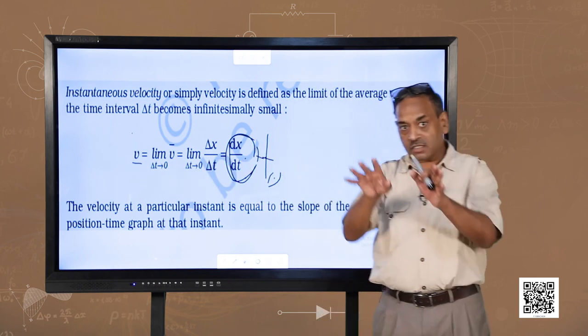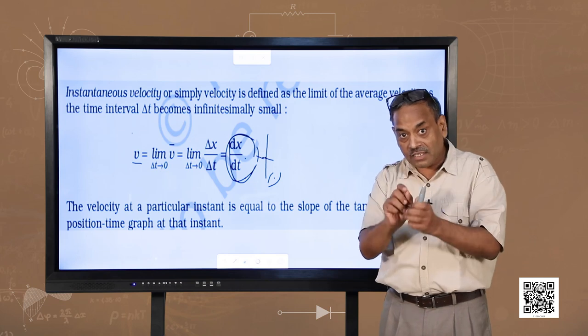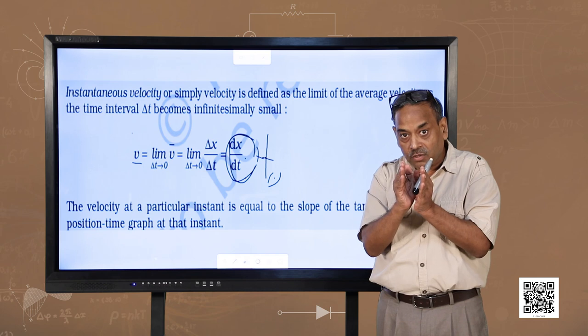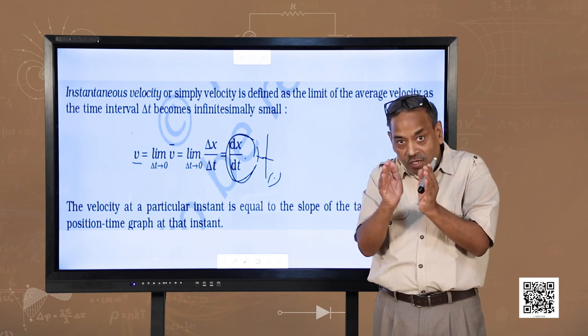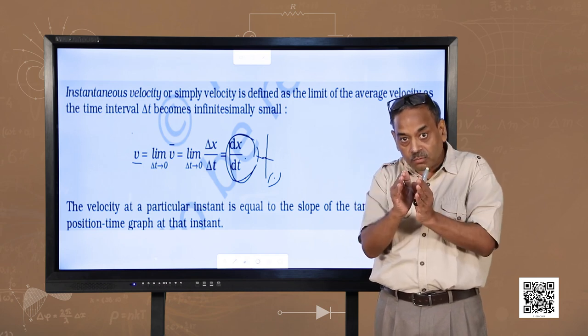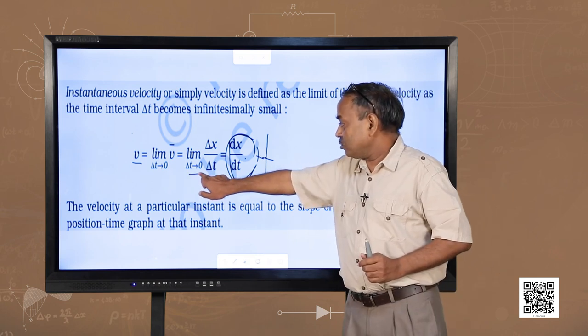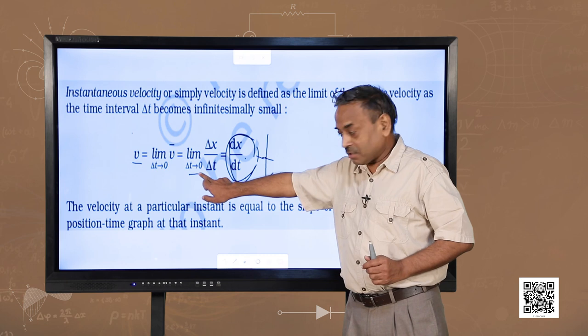So whenever you see this kind of relationship, you must understand that we are talking about instantaneous values, meaning the time interval between the two observations is very, very small, negligibly small, which you call limit delta t tending to 0. Okay? So that point is clear.